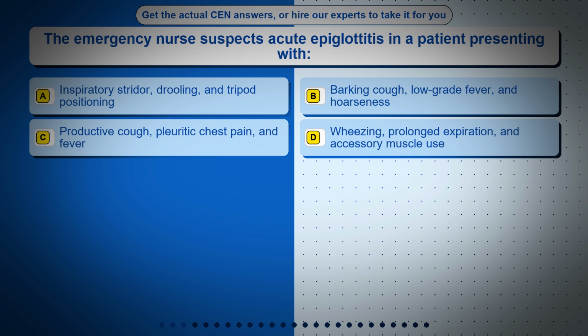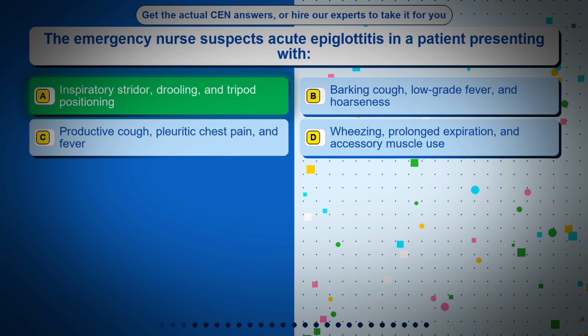Option C, productive cough, pleuritic chest pain, and fever. Option D, wheezing, prolonged expiration, and accessory muscle use. The correct answer is option A, inspiratory stridor, drooling, and tripod positioning.